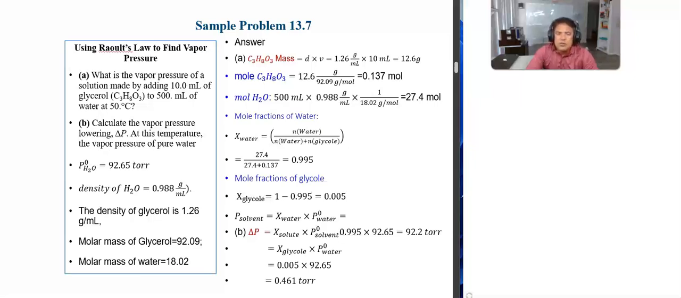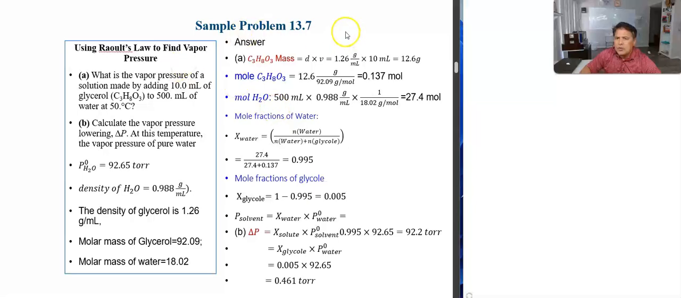For example, our question is, what is the vapor pressure of a solution made by adding 10 ml of glycerol to 50 ml of water at 50 degrees centigrade? There is another part of this problem: calculate the vapor pressure lowering, delta P, at this temperature. The vapor pressure of the pure water is given. You know, vapor pressure gets lowered if you add the solute to it. So density is given, the molar mass of glycerol is given, and the molar mass of water is, of course, 18. So we know that. Now let's do this problem.